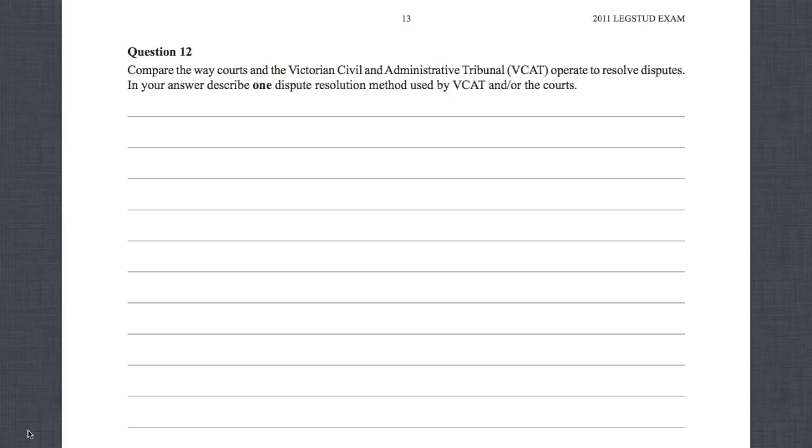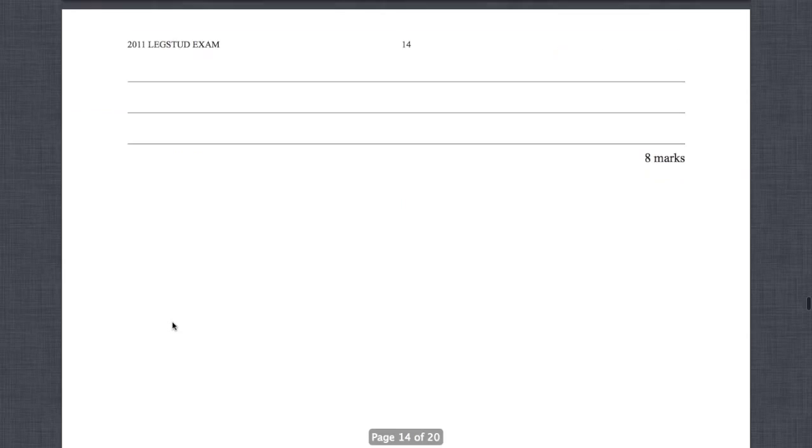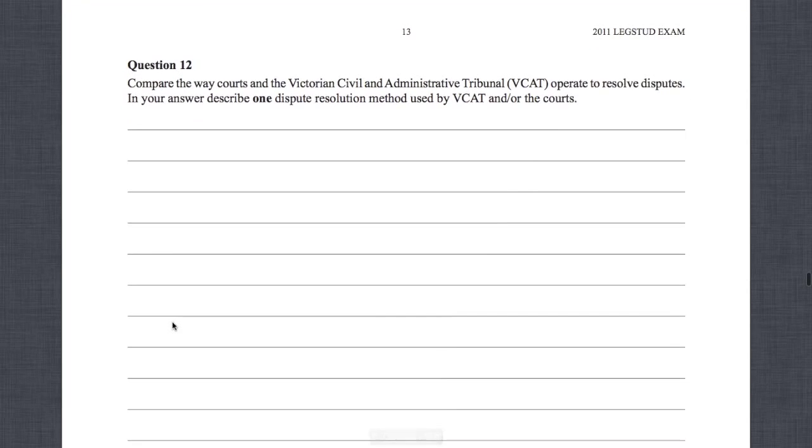So we're going to have a really good look at that today by looking at question 12 from the 2011 paper. And question 12 asked, compare the way courts and the Victorian Civil and Administrative Tribunal, or VCAT, operate to resolve disputes. In your answer, describe one dispute resolution method used by VCAT and/or the courts. This question, we can see, if we scroll down, was worth 8 marks.